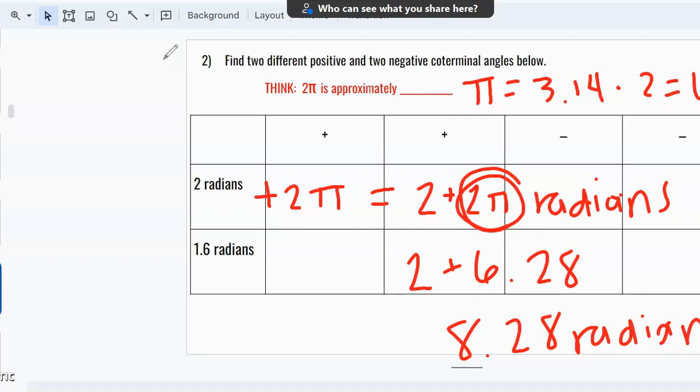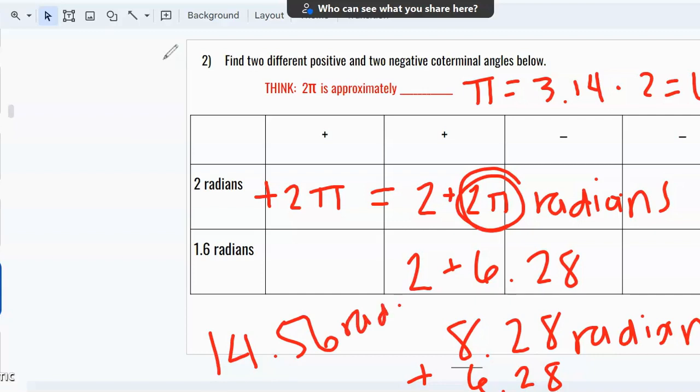So that's how we're going to try these problems. If I want another positive coterminal angle, that means I'm going to add 6.28 again. And if I add 6.28, we're now looking at 14.56 radians, of course. Don't forget those units. So those are two positives.